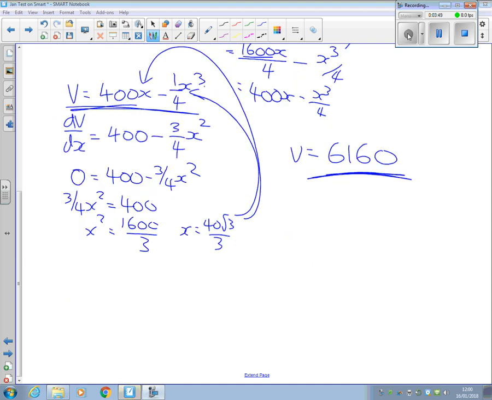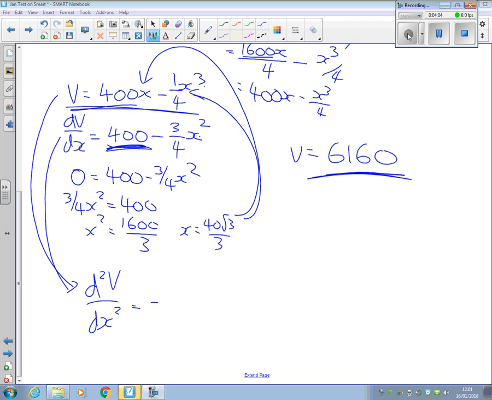The last bit then says, well, show that this is the maximum and not the minimum. And so that means that we are finding the second derivative of this. Differentiate this again. So the 400 disappears now, and we've got 3/4 times by 2, so 3/2 x. When you put the x value in there, you get a negative answer. I mean, I'd work out what it is, but you then get the standard line that this is negative, it's less than 0, therefore v is a maximum.